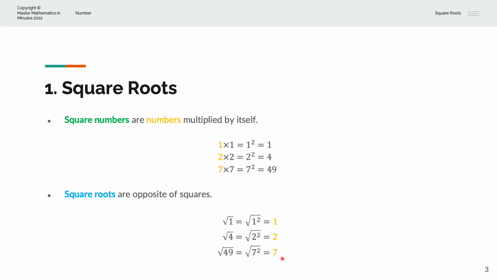So, square roots are the opposite of squares. It allows us to go from the right-hand side back to the left-hand side to the original number. And so, the square root and the square cancel out, and you're just left with the original number.